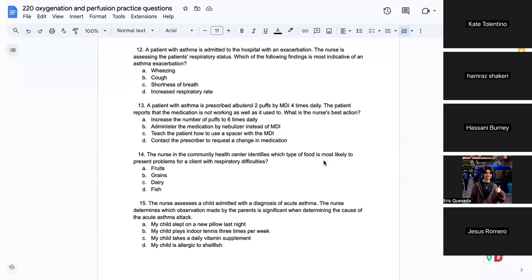Okay, number 12. A patient with asthma is admitted to the hospital with an exacerbation. The nurse is assessing the client's respiratory status. Which of the following findings is most indicative of an asthma exacerbation? A, wheezing, B, coughing, C, shortness of breath, or D, increased respiratory rate.